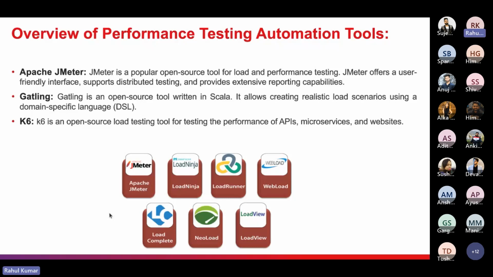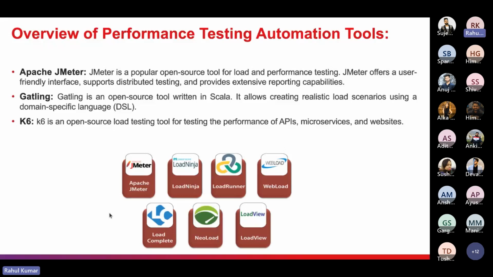So the third one is K6. K6 is also an open source load testing tool for testing the performance of APIs, microservices, and websites. Gatling and K6 are similar automation tools, but in K6 we get more detailed reporting scenarios. So we get the detailed report in K6.